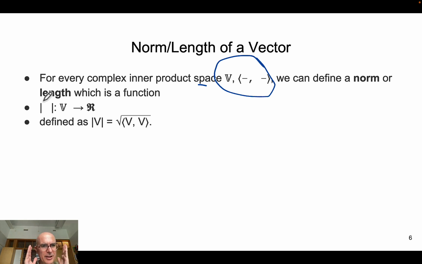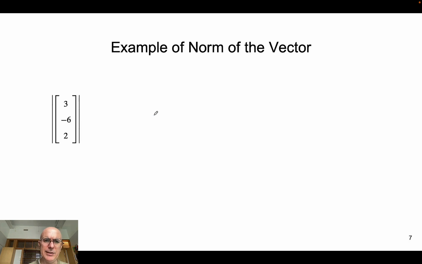So we saw these two bars before. We go from a complex vector to a real value number. So we saw this before. The norm of a vector can be defined by taking the inner product of the vector with itself and then taking the square root of this number. Let's look at an example of the norm.